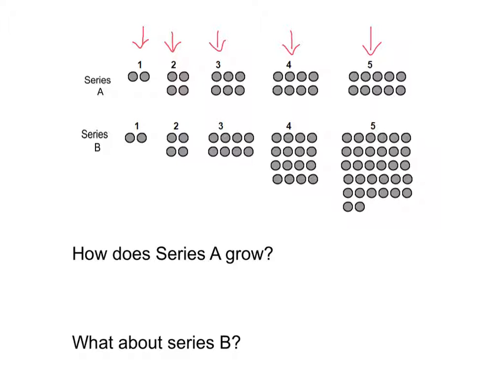As we look at Series A and B, we can very quickly see that Series A happens by adding 2 each time. Every time we add 2, we increase the number of dots and we create the next cycle. So Series A grows very straightforwardly.